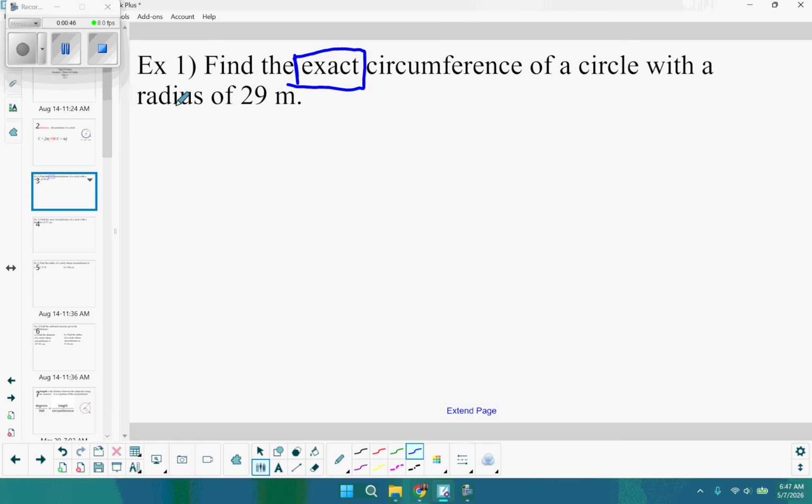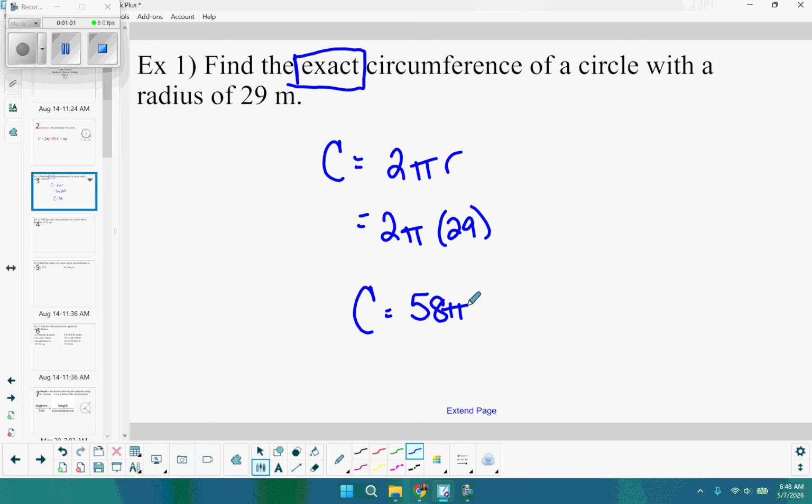So that means if the radius is 29, we would use the formula with radius. I'd plug in 29 for r, and I'm not going to touch the pi. I'm just going to multiply the 2 by the 29 and attach the pi to it. So the circumference would be 58 pi, and then the units for circumference, because it's just a length, are meters. Right? They're not squared, they're not cubed or anything like that. That's what we mean by that.